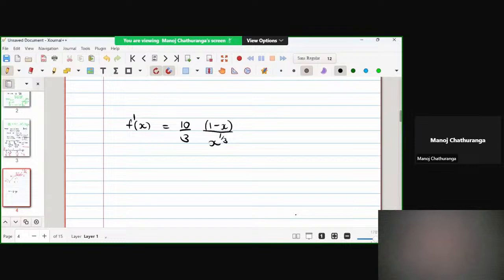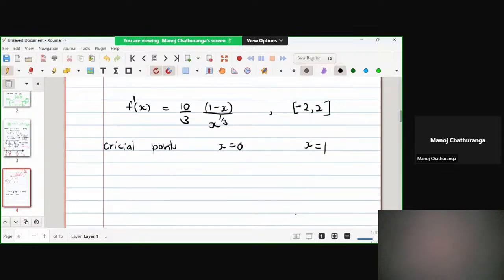So this is our derivative. The given function is... so critical points are x equals 0 and x equals 1. Now, I can plot those critical points and see how the derivative behaves.